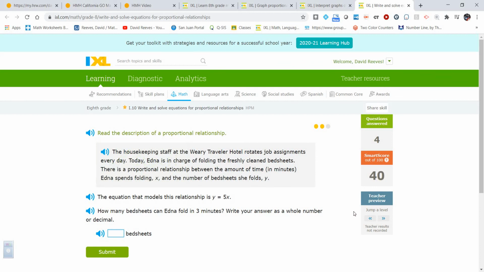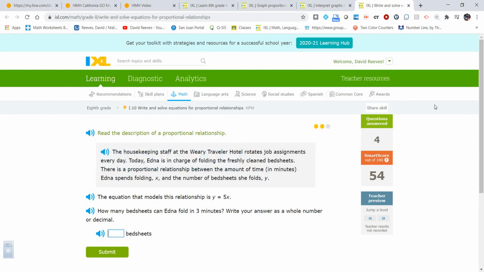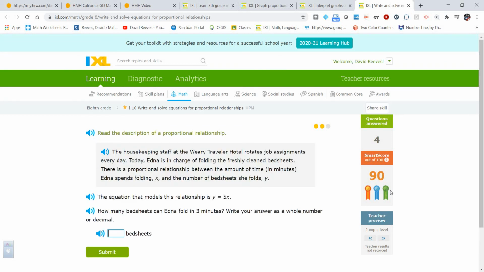All right, and then I think they're going to have us go through and do the same thing we did on the previous one. So I'm going to skip over to the next level, and then I'm going to skip over to the next level because it's all related to that same bed sheet question. Alrighty. Here we go. Let's see what they have in the challenge zone. Oh my goodness. Well, let's see.